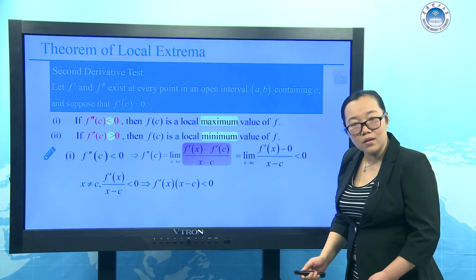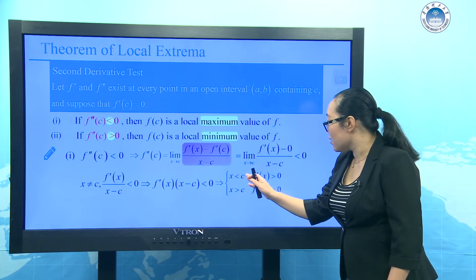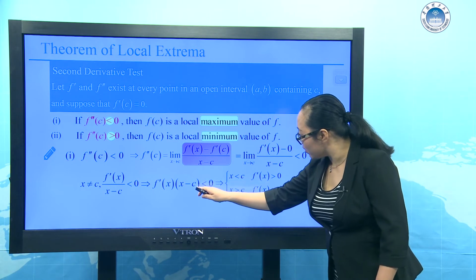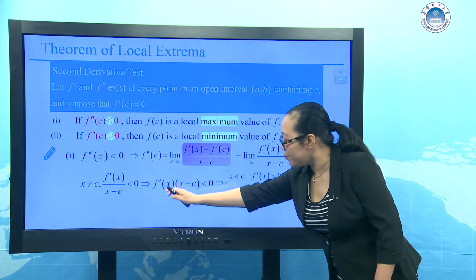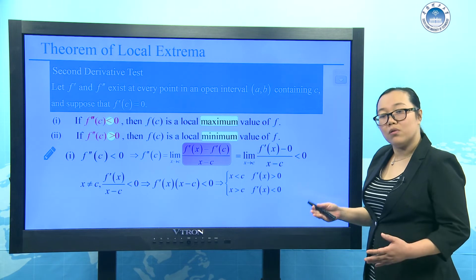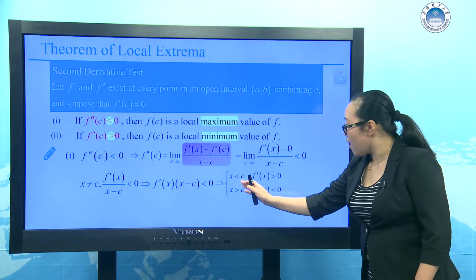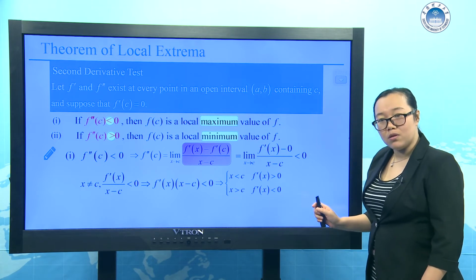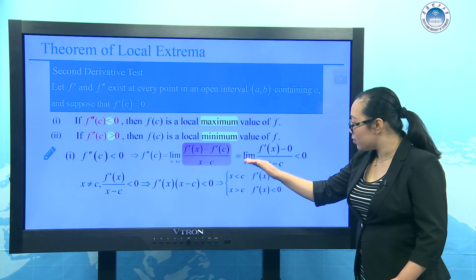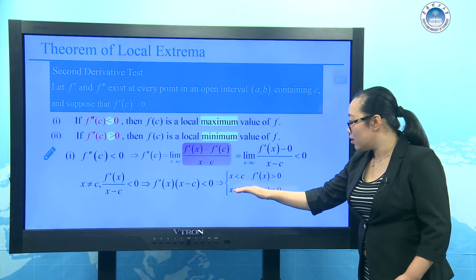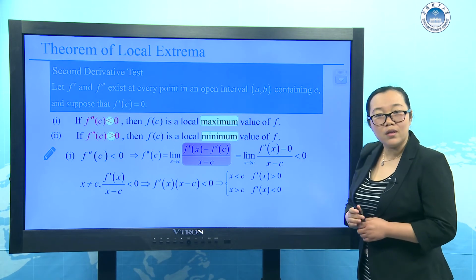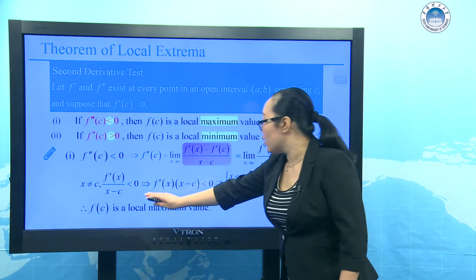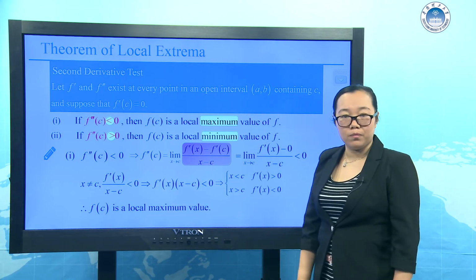We can get that if x is less than C, then x minus C is less than 0, so at this time f prime is positive. Corresponding to x larger than C, f prime is less than 0. So from A to C it is positive, and from C to B it is negative. This time f of C is a local maximum value.